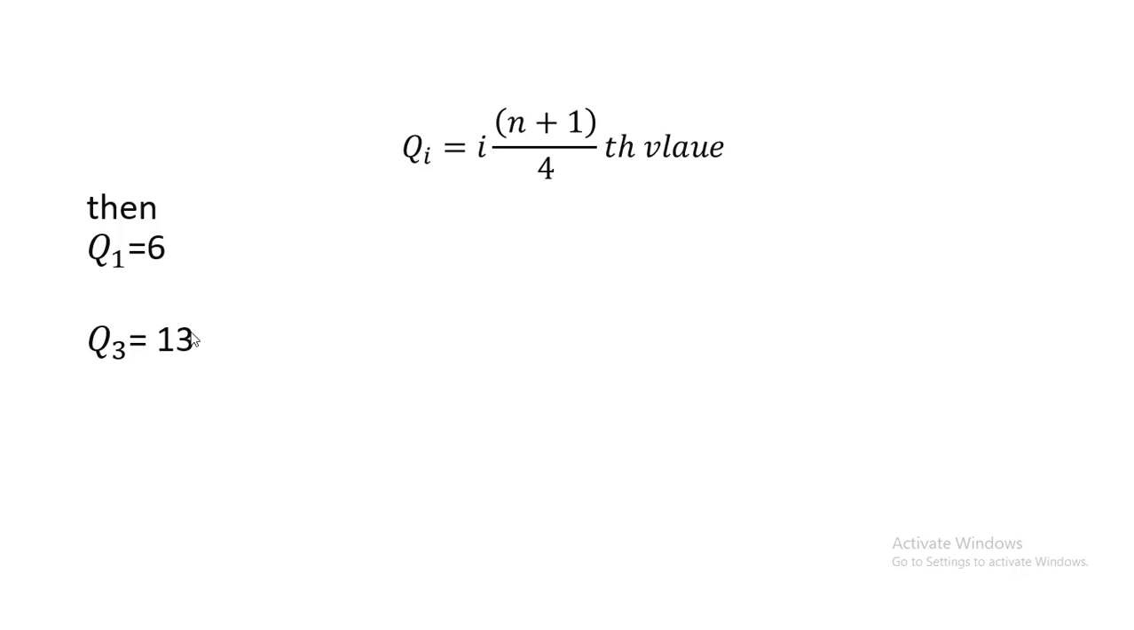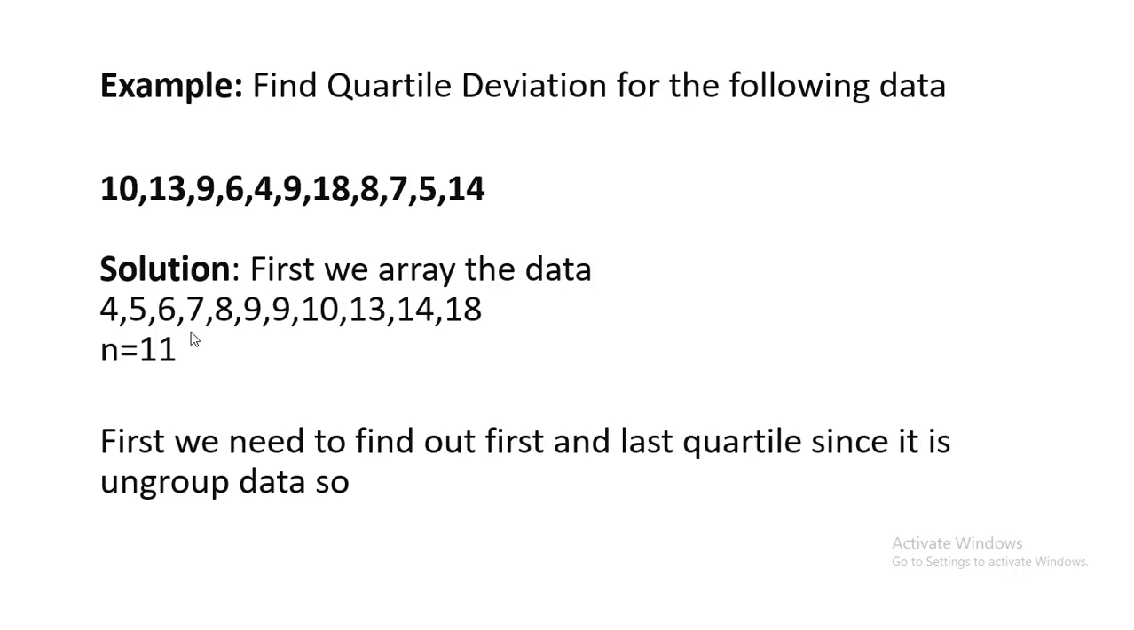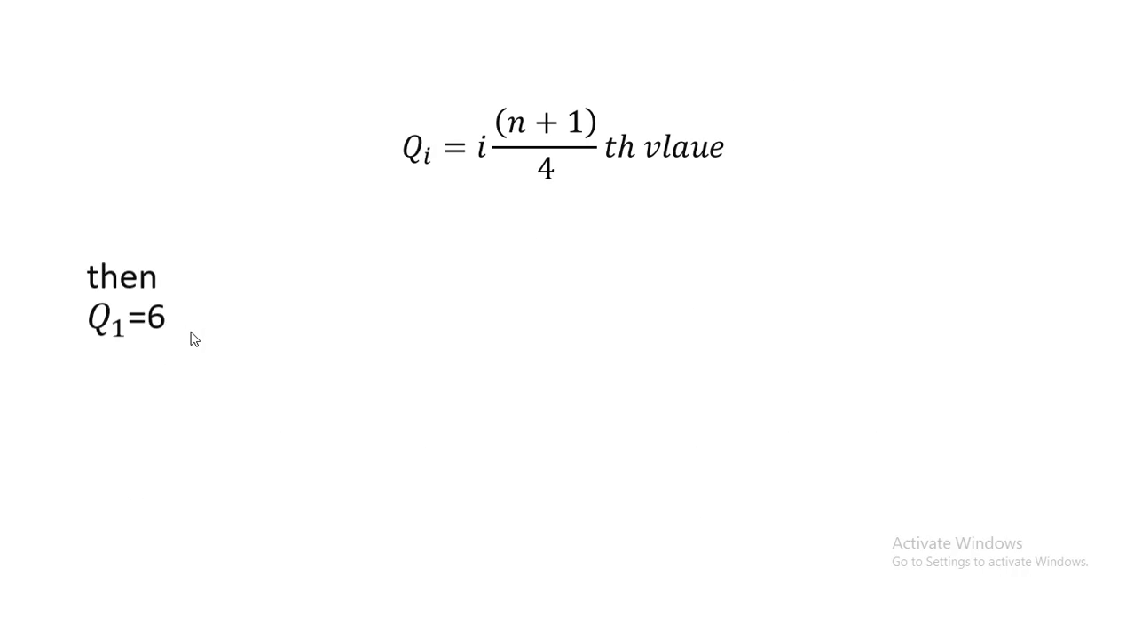Now you can just verify your answer, because the data is given here. You find quartiles on your own and check whether they are the same as these answers. The process of finding quartile is the same as I told in the previous videos. Here I've just directly calculated the values. So Q3, the final answer, is 13, and Q1 is 6.